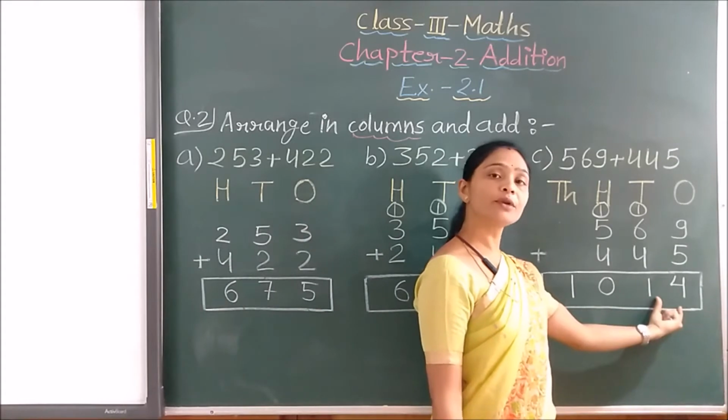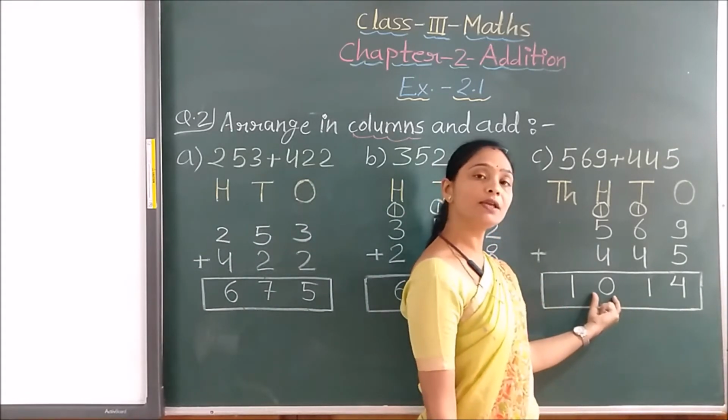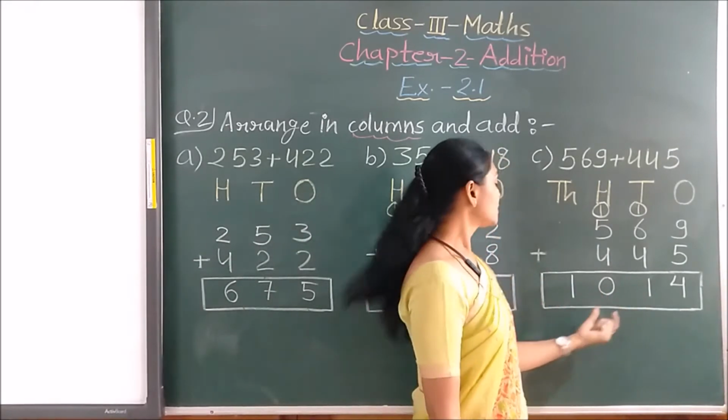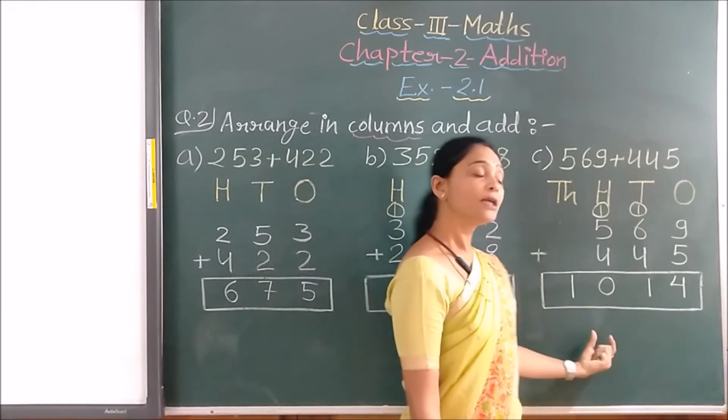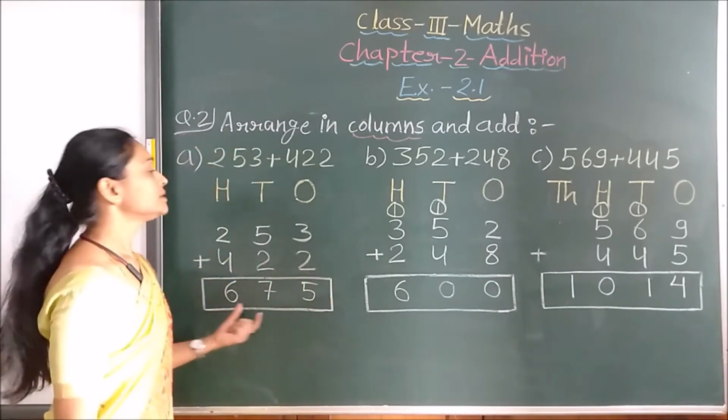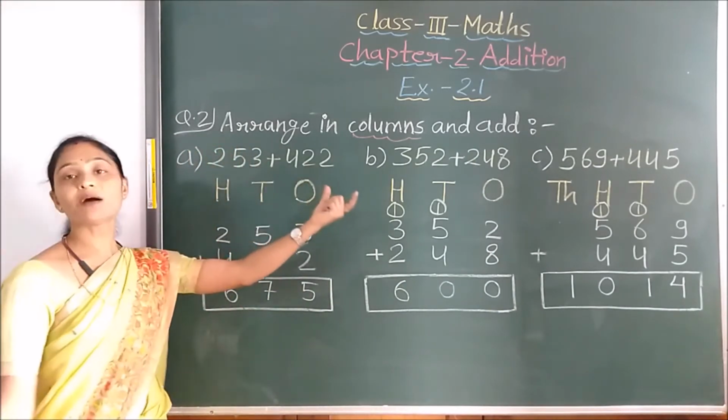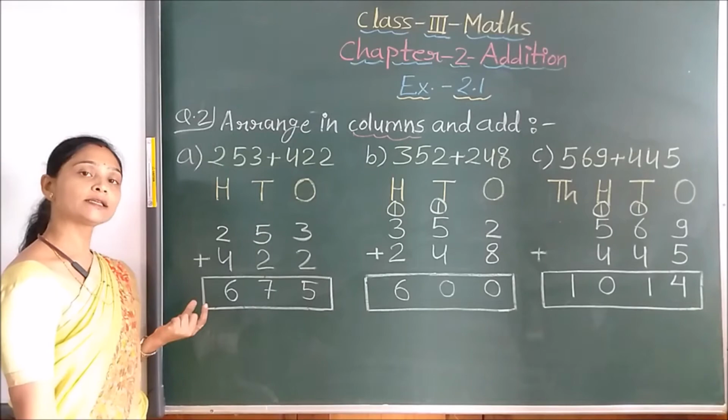1014. These two we have to read together. Hundreds place is having 0, so this we will not read. So how to read? 1014. Okay. So this way we got the sum of all these numbers. Now we will see next exercise.